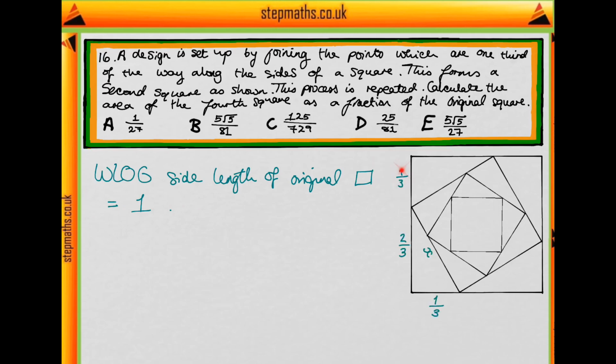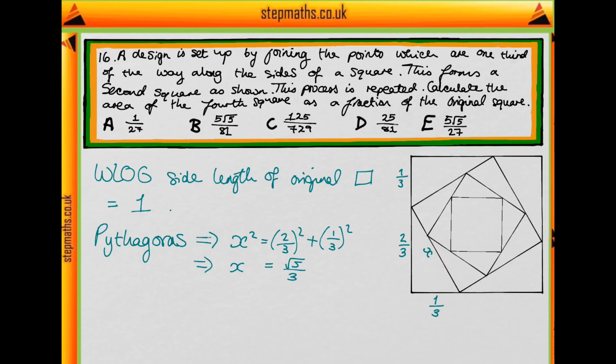So because we have the points 1/3 of the way along the side of the square, this is 1/3, this is 2/3, this is 1/3 because it's the same as here, and we're going to call the side here X. Now can you try and work out X by using a formula which links these three sides? The formula you should have thought of is Pythagoras' theorem, which says that if we square these two sides and add them together, we get x squared. And so we know that x is going to be √5/3.